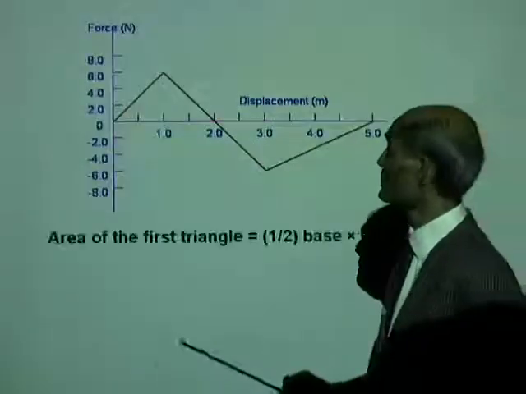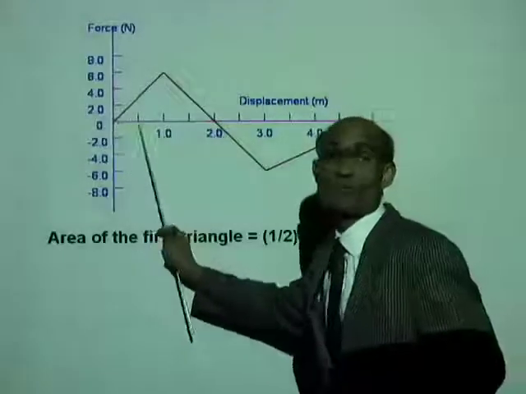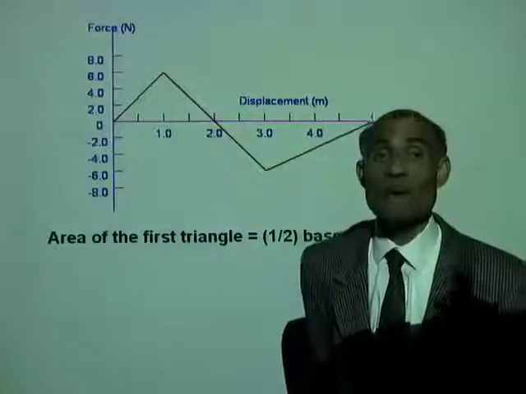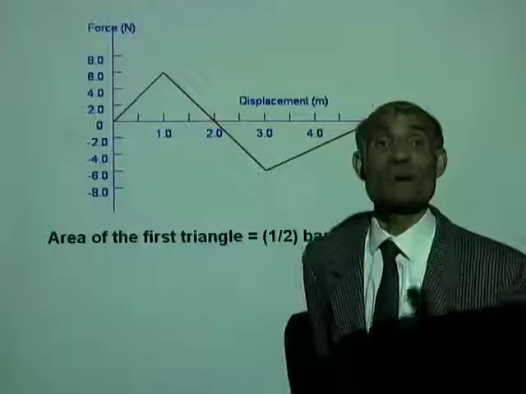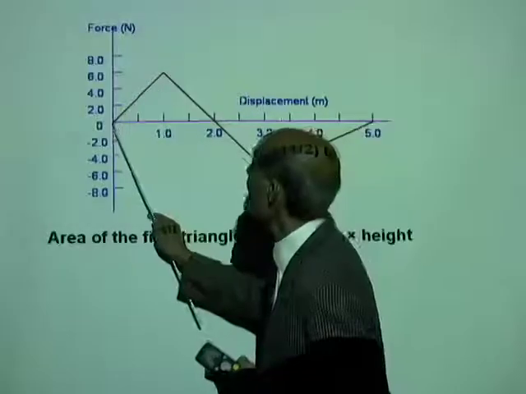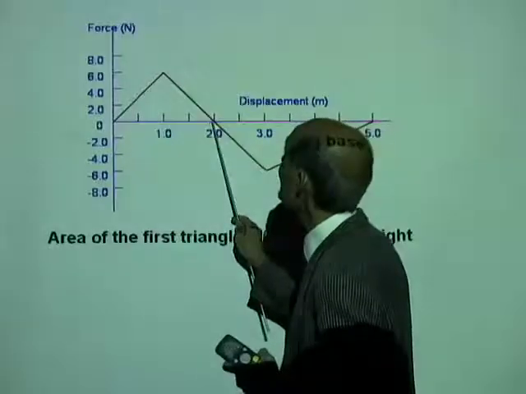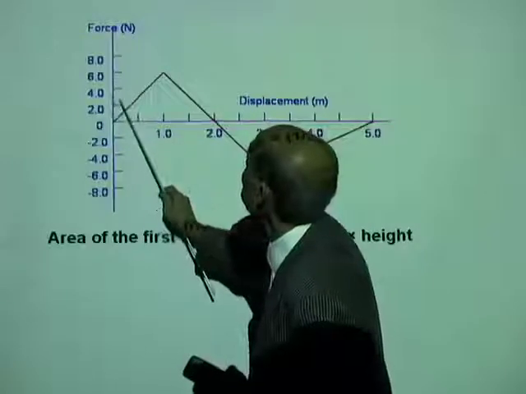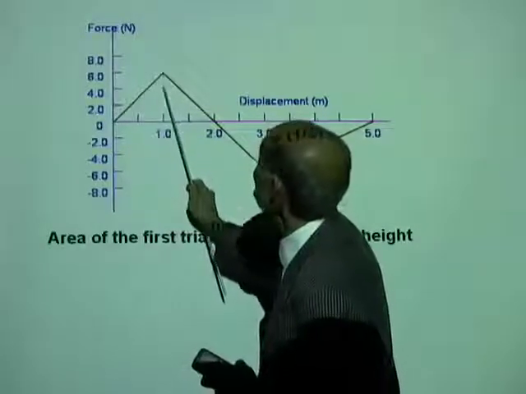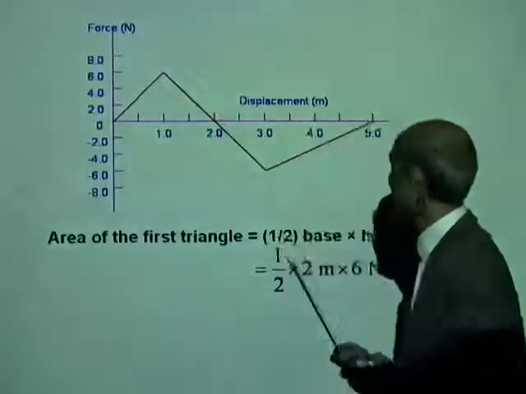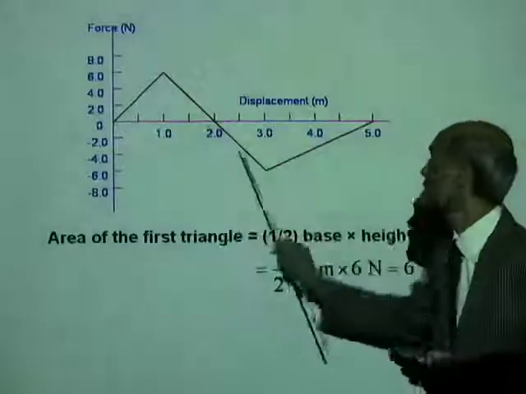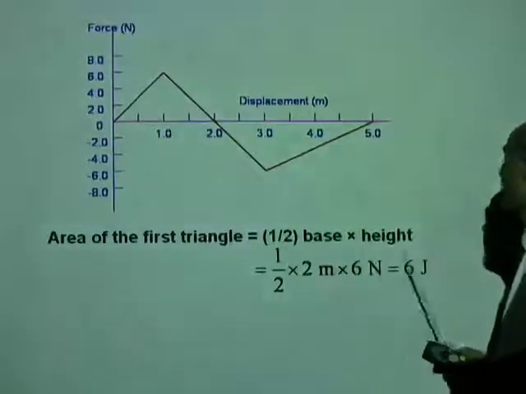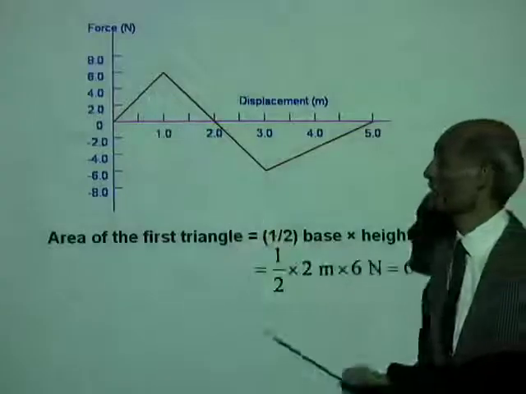Let's measure these areas. What is the area of the first triangle? Well, area of a triangle is 1/2 base multiplied by height. Now what is the base here? Base is 2 meter. What is the height? The height there, this is 2, 4, 6. The height is 6 Newton. So that will be 1/2, base is 2 meter, height is 6 Newton. That will be 6 joules, that is positive.